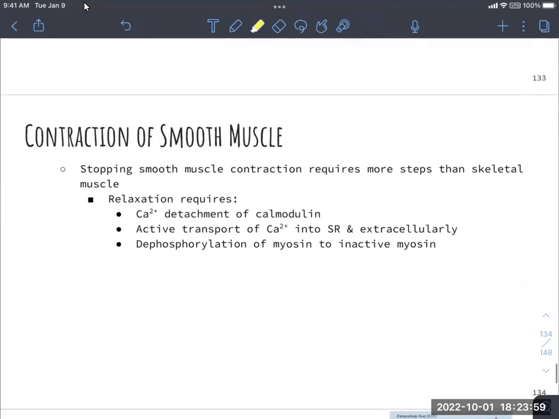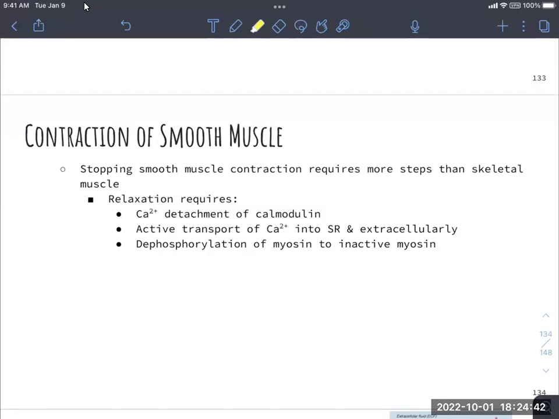But what happens to stop a smooth muscle contraction? It's pretty easy in a skeletal muscle. Calcium gets stored back into the sarcoplasmic reticulum. There's no calcium to bind to the troponin that removes that tropomyosin string on the actin heads, which allows the myosin heads to attach and cock and move that actin. As soon as that calcium is released, that tropomyosin string gets put back over that binding site, so skeletal muscle can no longer contract.